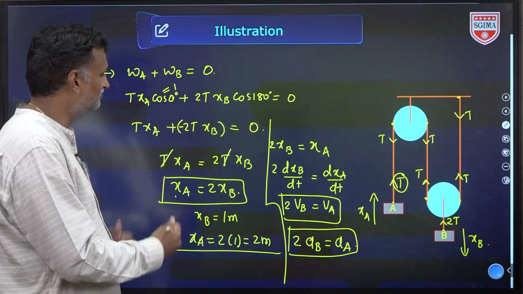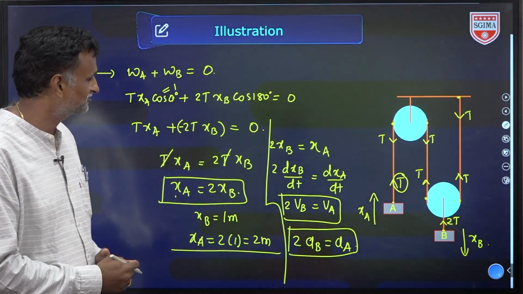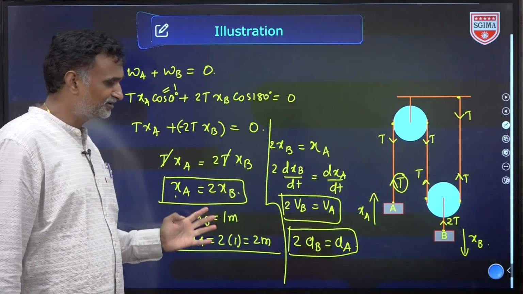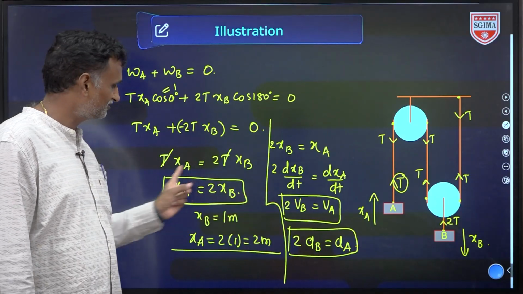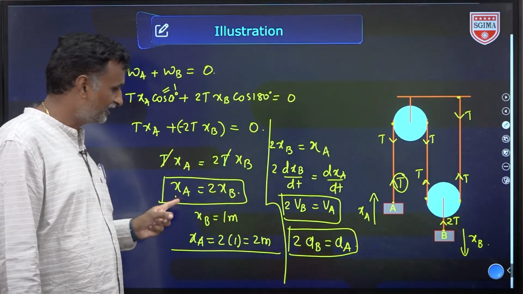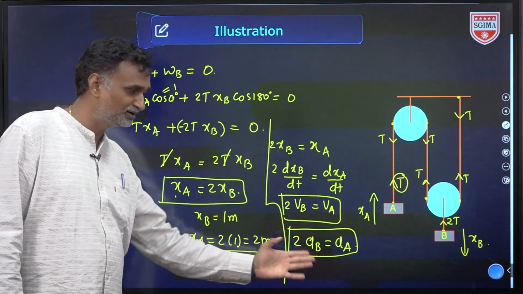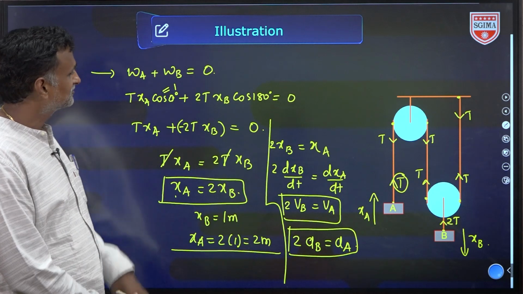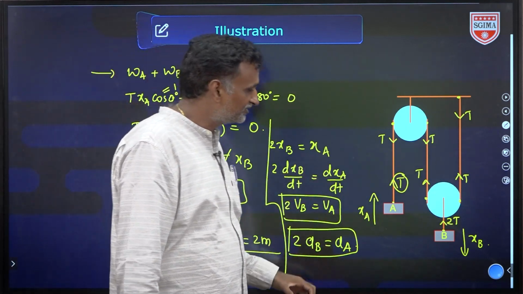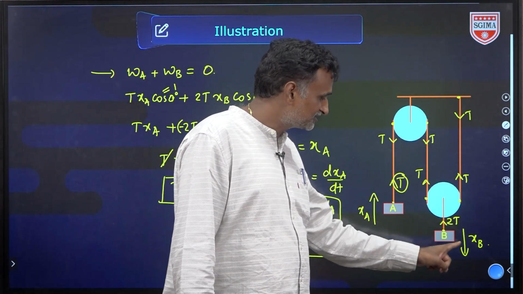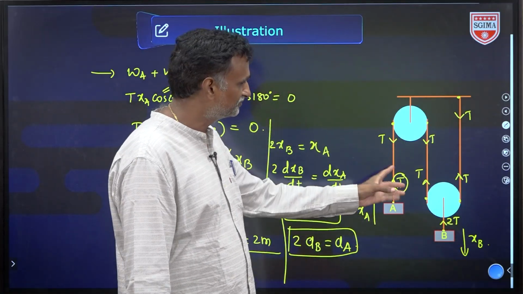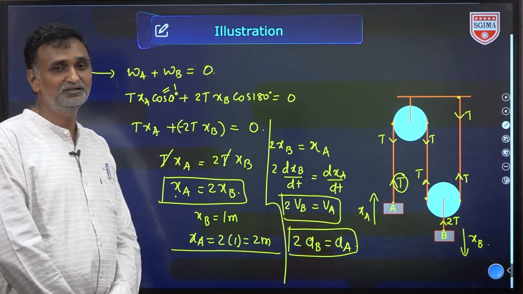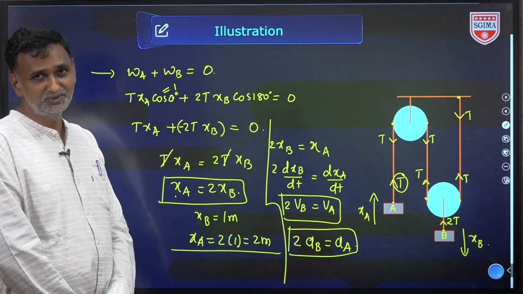In the coming questions and later practice questions, you need not do the differentiation. You can directly find the relation. Instead of x you can write V, or instead of x you can write A, if they ask for the relation for velocity or acceleration. Then you can solve the answer directly. This is the method we follow to get the relation of acceleration, velocity and displacement in a pulley block system. This is the work-tension method used to find the relations.